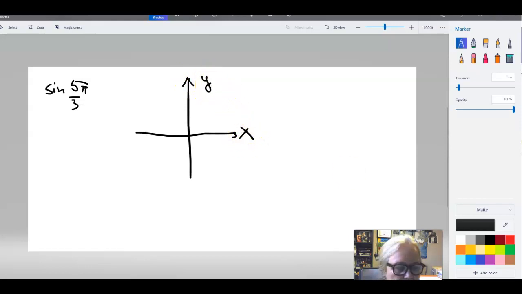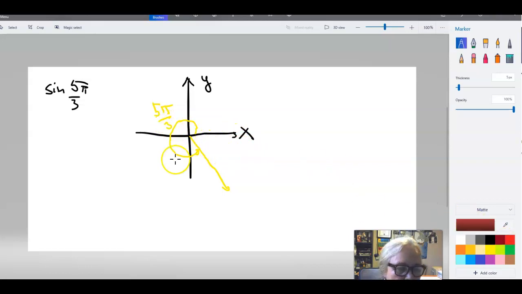So I have my angle, 5 pi over 3. If I divide 3 into 5, it will be 1. So I'll go 1 pi and a remainder of 2 pi over 3. So I'm here, and the terminal side of this angle is here. So this angle is 5 pi over 3.